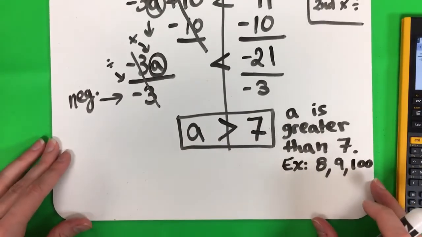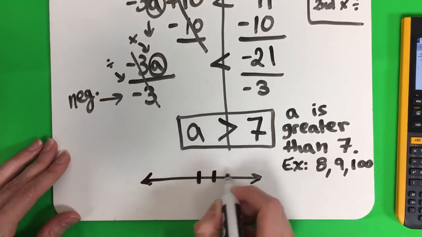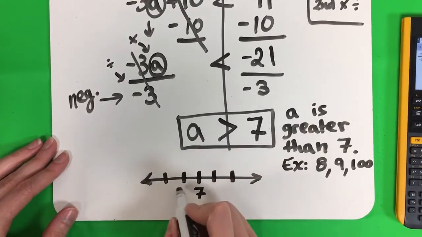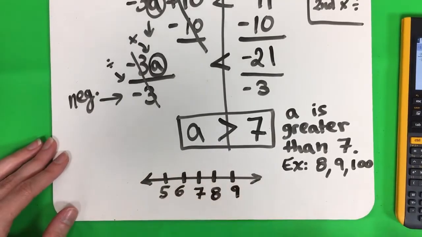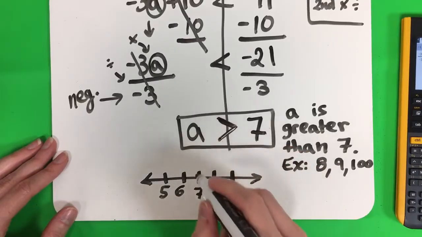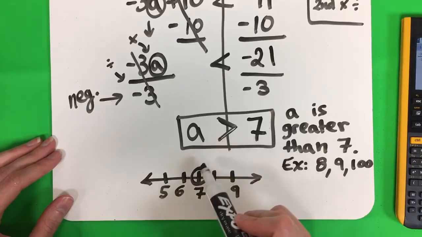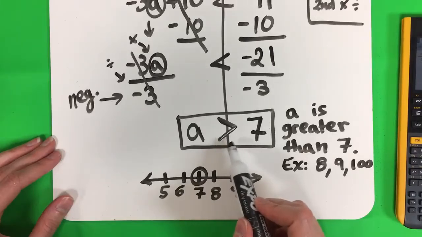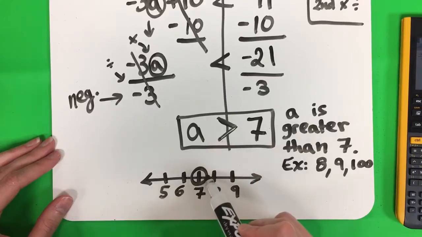And now we're going to go ahead and graph it. So you're going to draw your number line. Put 7 in the middle. The number before is 6. The number after is 8. So 5, 6, 7, 8, 9. You're going to draw a circle on the 7. If there is no line down, then no color inside the circle. Si no hay línea abajo, no hay color dentro del círculo. So no line down, no color inside the circle.